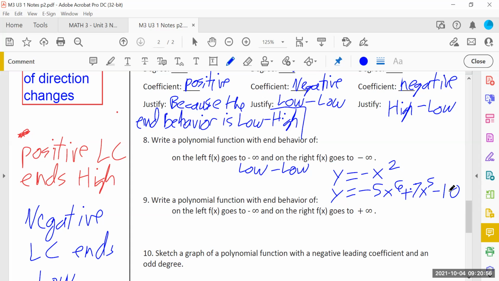Does anyone have any questions with that? Yes. Whatever you want. You can put whatever number you want on there. You can put negative 1,000,000. It actually doesn't matter. The end behavior only depends on that highest degree. So I just came up with it. Make up whatever you want.